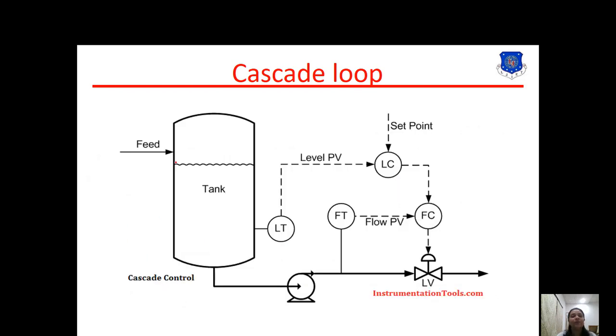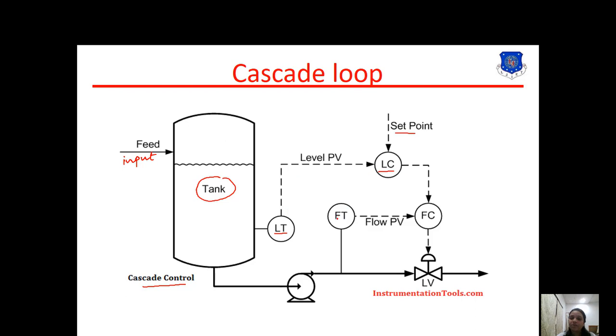Now the example of the cascade loop. You can see in this example, one tag is given, input is given to the tank, and here the cascade control loop system is applicable. Here you can see that LT is given. LT means the level transmitter. Whatever level is transmitted is given to the LC. The full form of LC is level controller, and one input of the LC controller is the set point, and the second input of the level controller is the level transmitter.